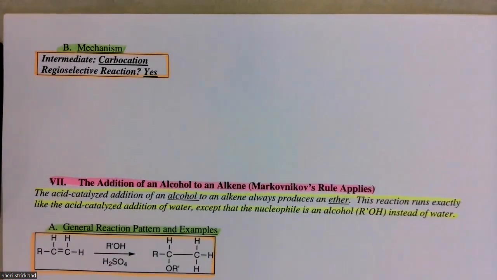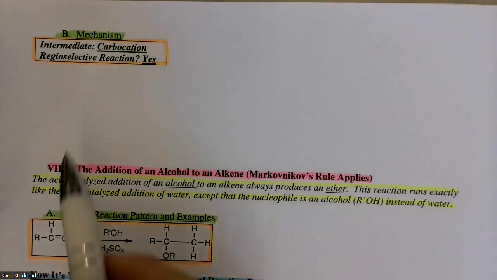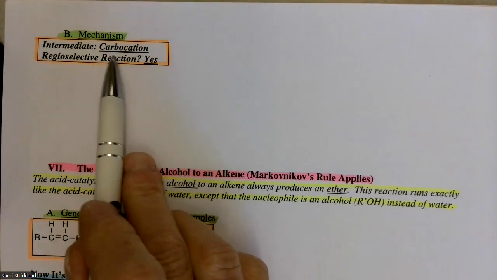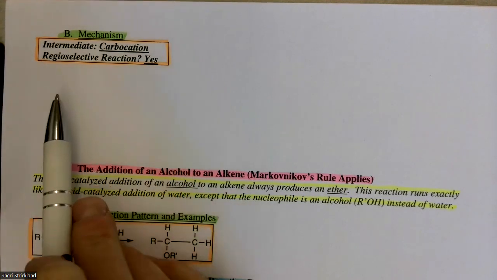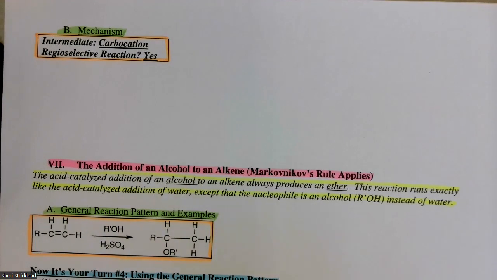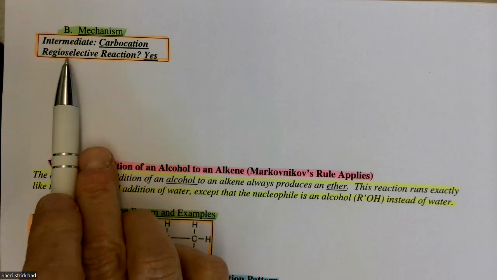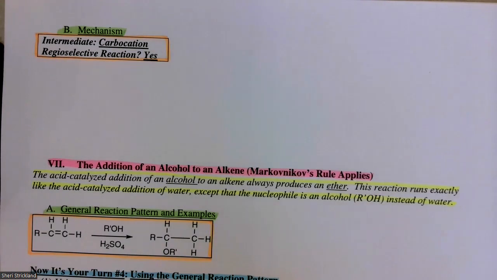So we're going to start with the mechanism of the reaction that we were talking about last time, the addition of water to an alkene. If you're doing flashcards, I would certainly put this on there. The intermediate is a carbocation, and it is a regioselective reaction because by the end of this chapter, we will have electrophilic additions that have different kinds of intermediates and that may or may not be regioselective. And this will help you to remember the steps that are part of this mechanism.